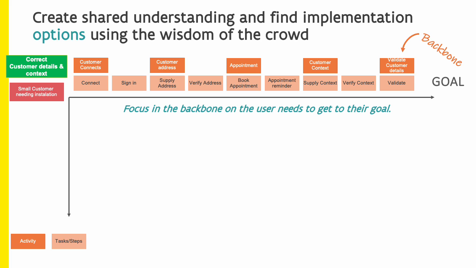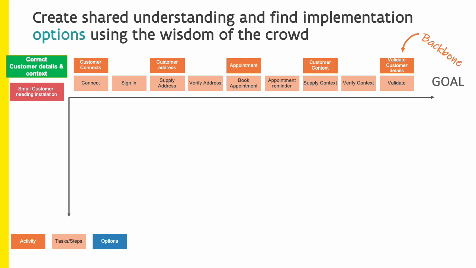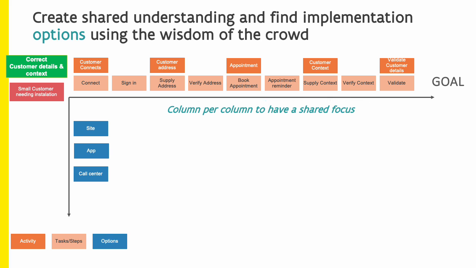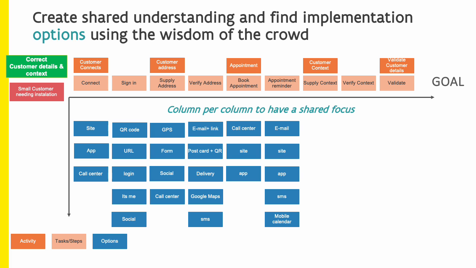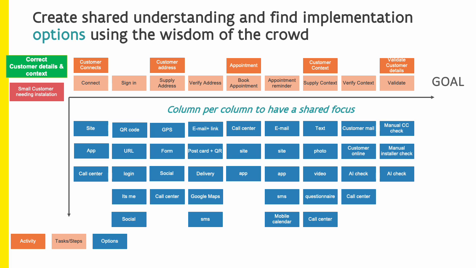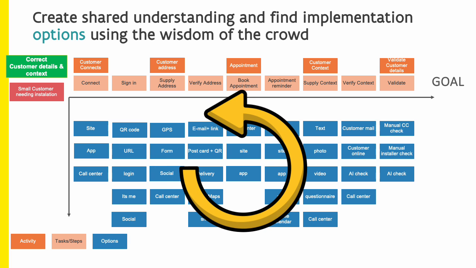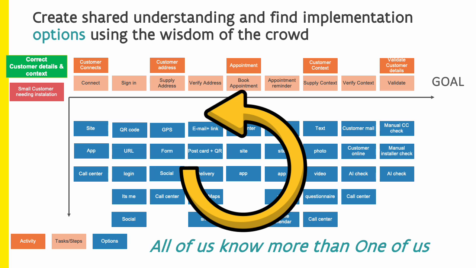Next, we will focus on the how, the options we have to deliver on these needs. Give the crowd some time to generate implementation options individually and in silence to avoid groupthink and HIPPO, highest paid person opinion. Here we have listed a site, an app, and the call center as options for the customer to connect with us. Do this column per column, step by step, to have a shared focus, get triggered, and improve each other's ideas. Iterate on your story map. Improve it over time. Use the wisdom of the crowd. Bring the right people together, and the answer is in the room.